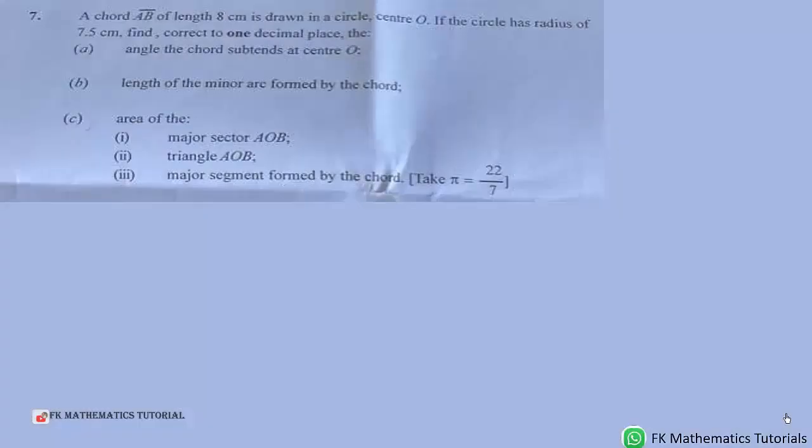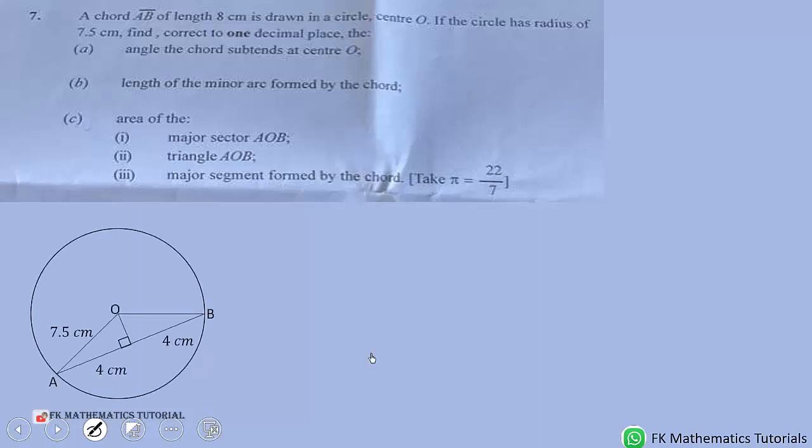Question 7 says a chord AB of length 8 cm is drawn in a circle center O. If the circle has a radius of 7.5 centimeters, find, correct to one decimal place, the angle the chord subtends at center O, the length of the minor arc formed by the chord, the area of the major sector AOB, the area of triangle AOB, and the area of the major segment formed by the chord. We are taking pi to be 22/7. So let's begin.